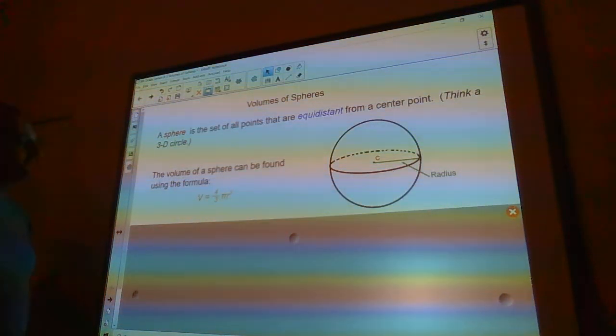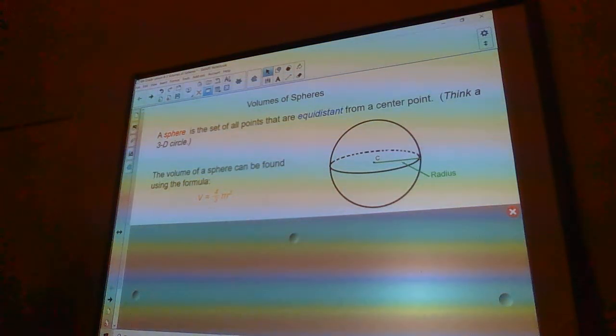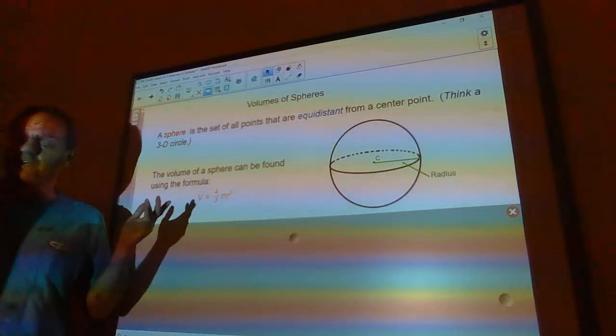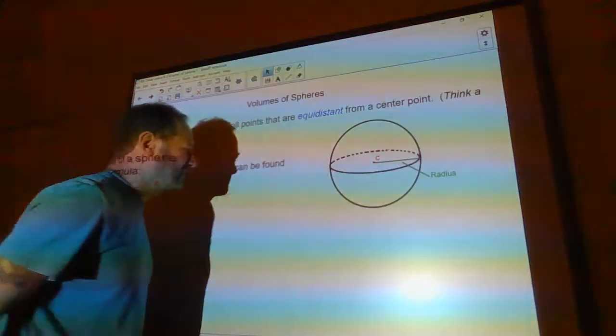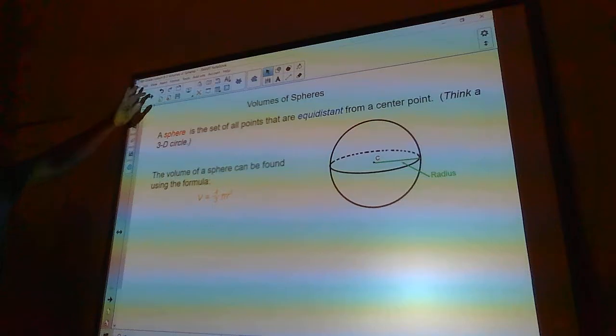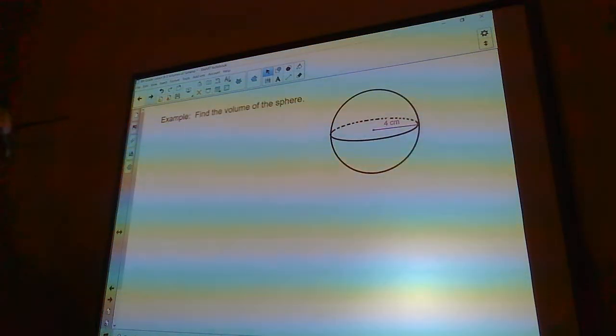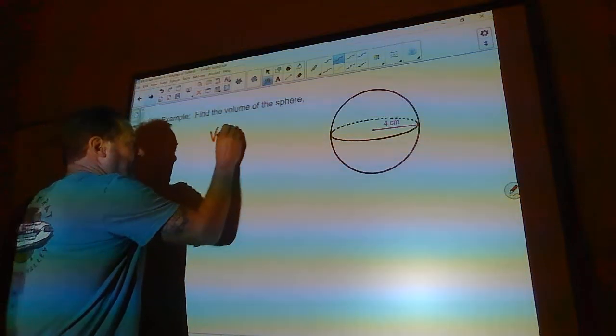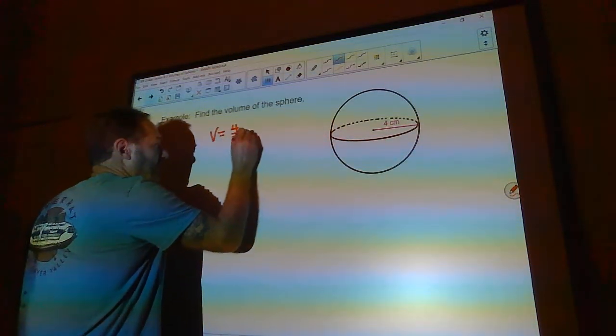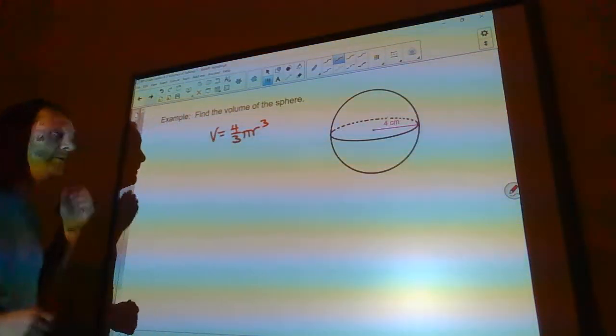The volume of the sphere can be found using the formula 4/3 pi r cubed. So I just need to know the radius, and I can find the volume. Very simple, you just have to remember the formula. Okay, so find the volume of this sphere. We're going to write down our formula, because we always write down the formula: 4/3 pi r cubed.